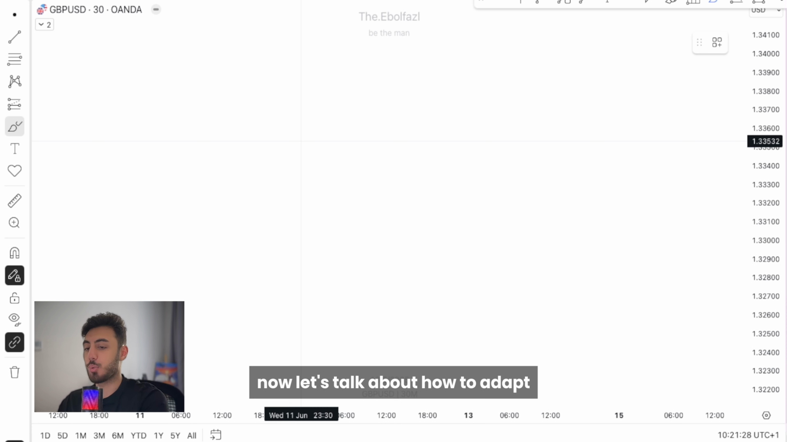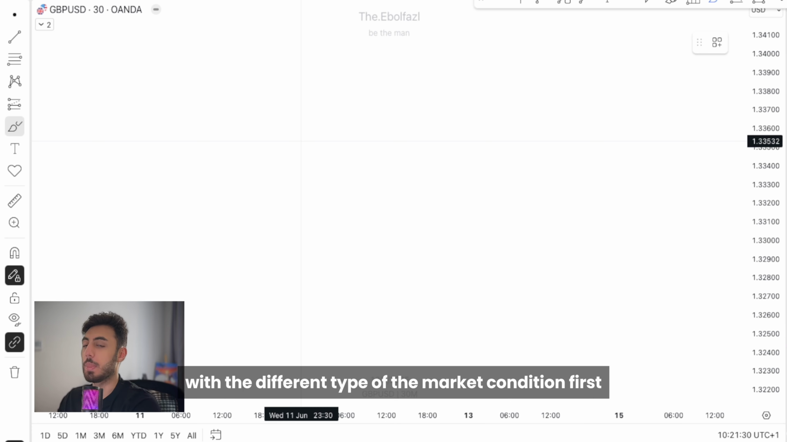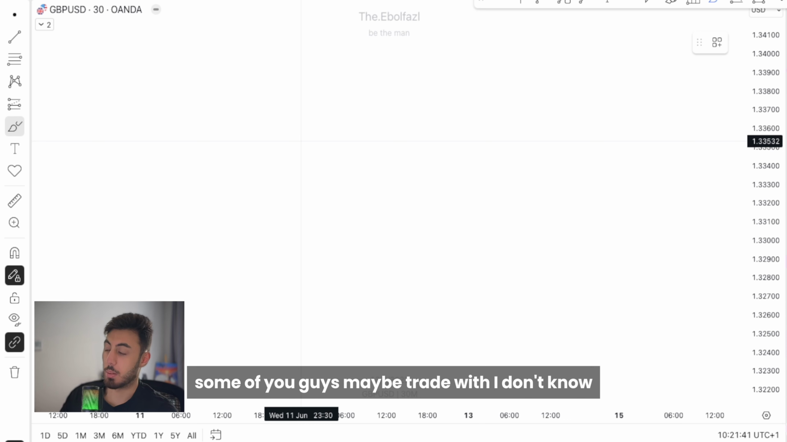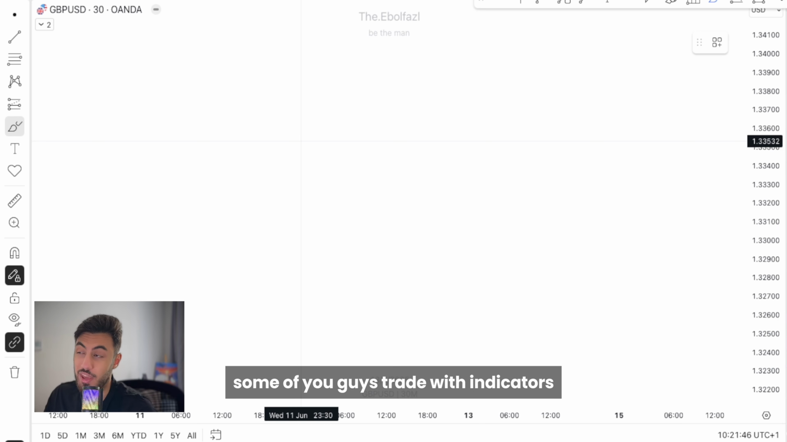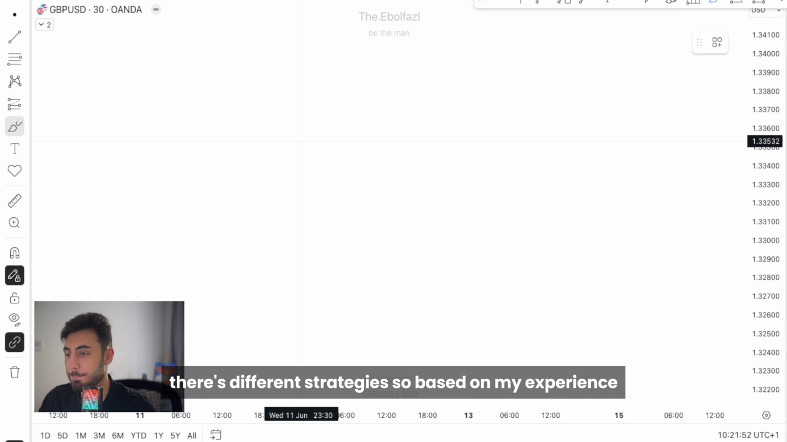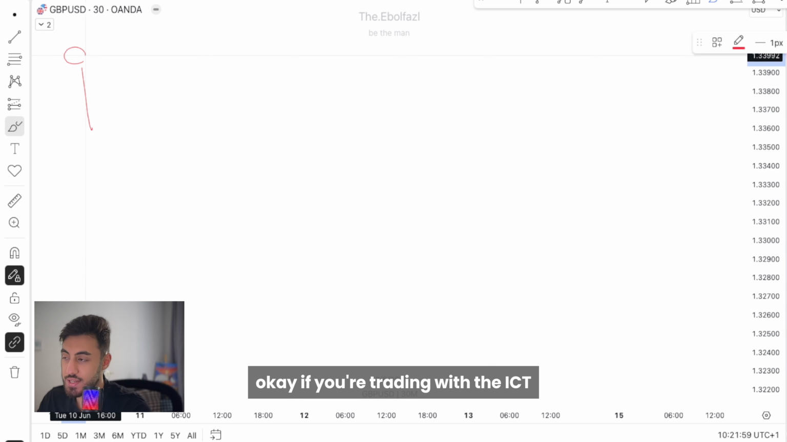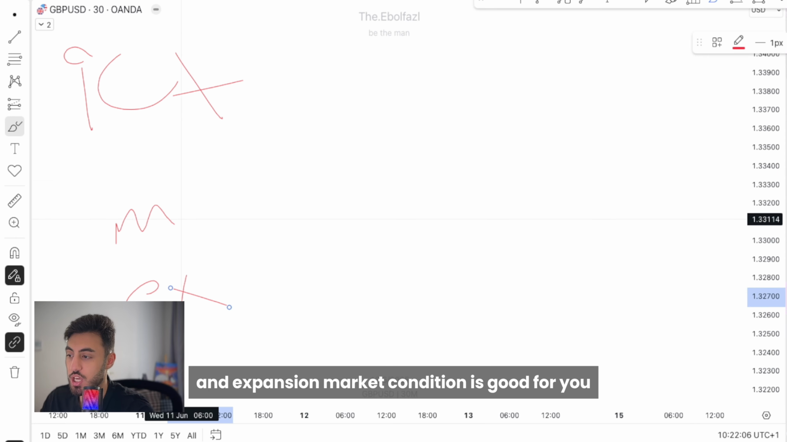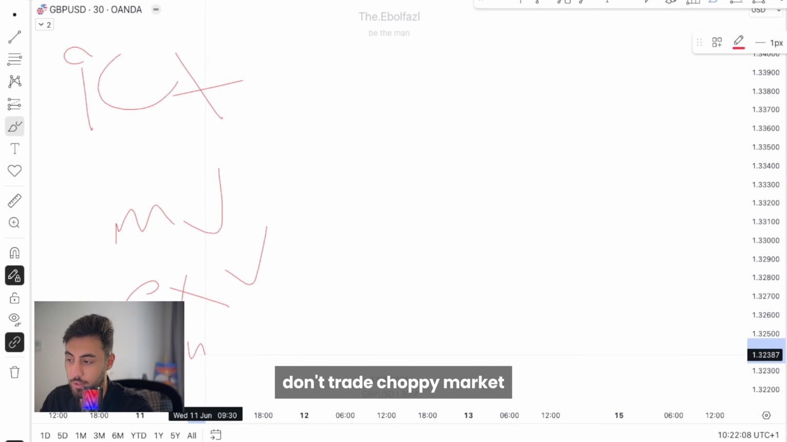Now let's talk about how to adapt the strategy that you have to the different types of market condition. First, you should look at which strategy you trade with. Some of you may trade with the ICT strategy, some maybe with smart money, some with indicators. There are different strategies. Based on my experience, if you're trading with ICT, the manipulation and expansion market conditions are good for you. Don't trade a choppy market.